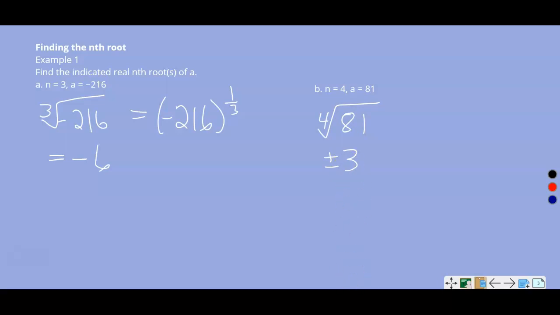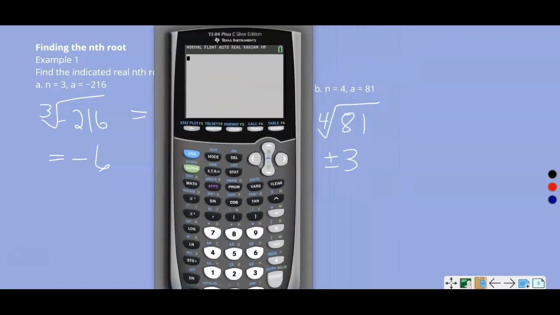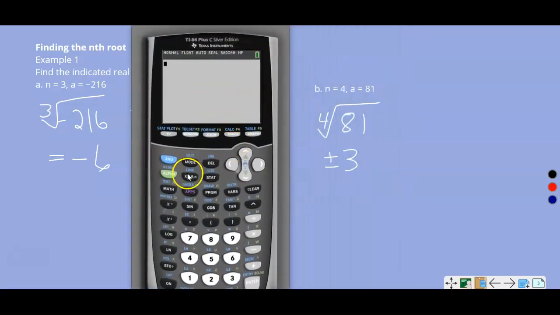Also, if we wanted to use our handy dandy calculator here, you could go to math, and you come down to x root. That means we have to put the 4 in first. So let's do 4 and then math. Come down to x root. So the 4th root of 81.